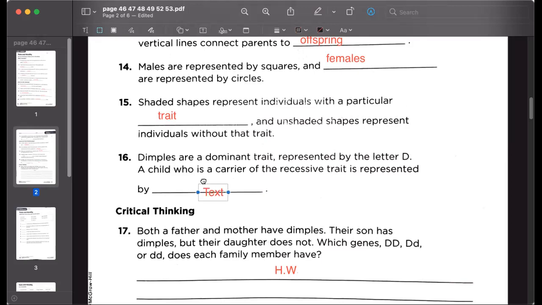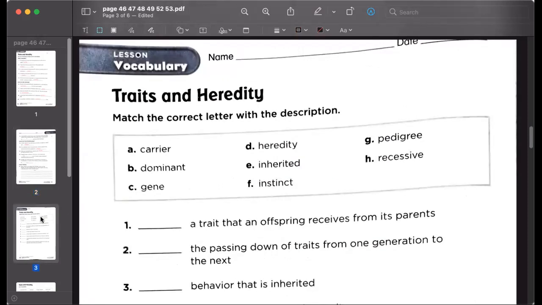Now, let's see number 16. What I'm going to ask you here: dimples are a dominant trait represented by a capital letter D. A child who is a carrier of the recessive trait is represented by... if it is a carrier, then it will be like this. Okay, now let's move to the next page from your workbook. That is page number 48. So first I'm going to mention here the page number.